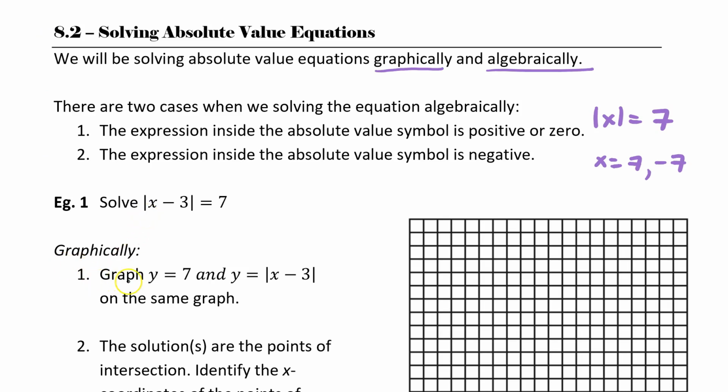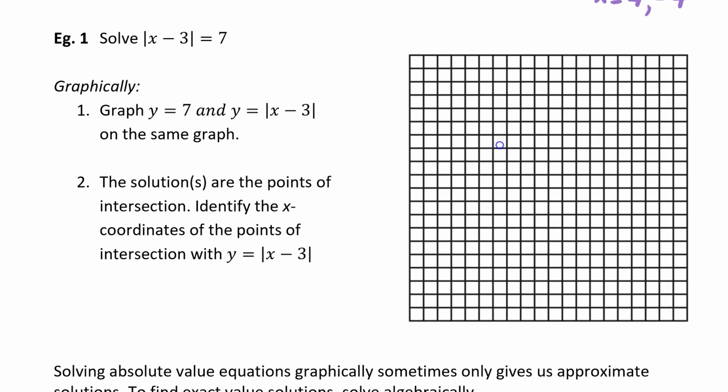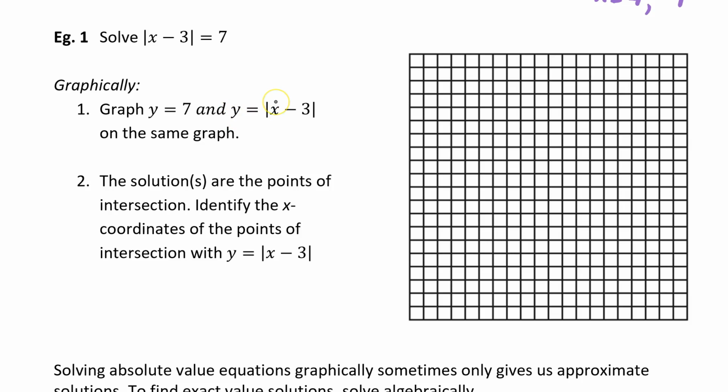So step number 1 with graphing is graph y equals 7, which is just a horizontal line at 7, and y equals the absolute value of x minus 3. Since y equals the absolute value of x minus 3 is a little bit trickier, I'm going to do that first. And I'll just go through the steps on how to graph an absolute value function again. You have x, and we have y. We know that there's no squared on here, so that's just going to be a line, which in absolute value means that it becomes a V.